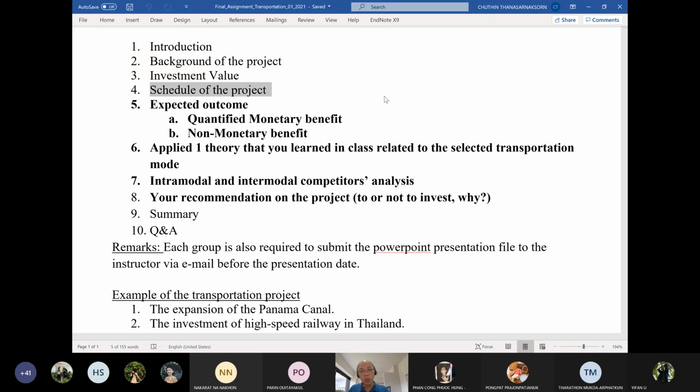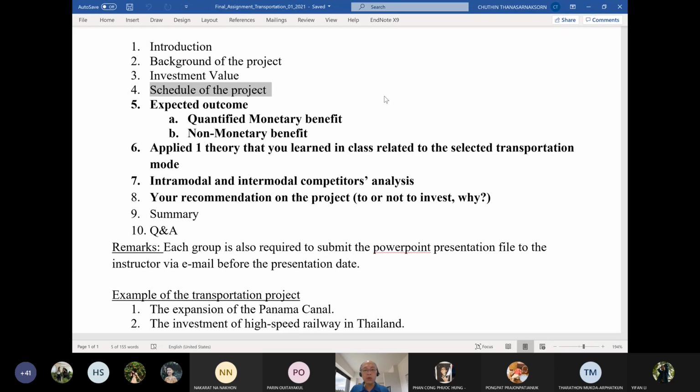And how about inter-modal competitor analysis? For example, the railway between Bang Pa-in and Korat. How could it compete with your selected project? And then your recommendation: should it be invested in or not, and why is that? And then a summary, and then of course Q&A. I will ask questions.